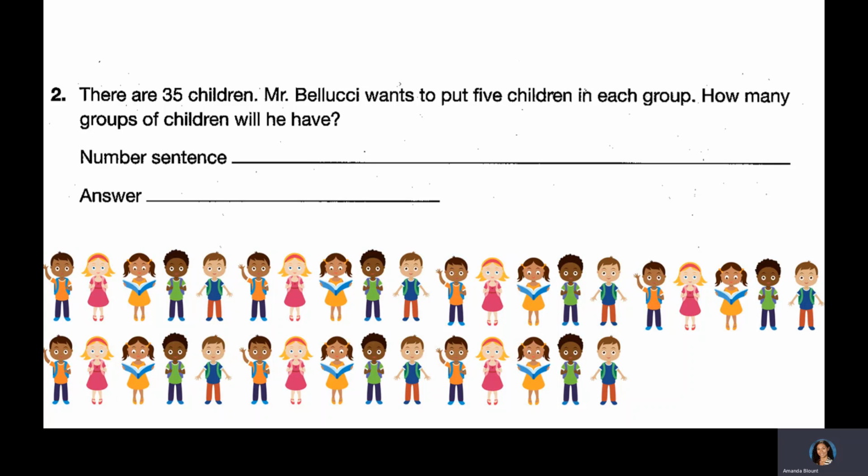Here's what I'm going to do. I'm going to count off 5 children and put them into a group. 1, 2, 3, 4, 5.